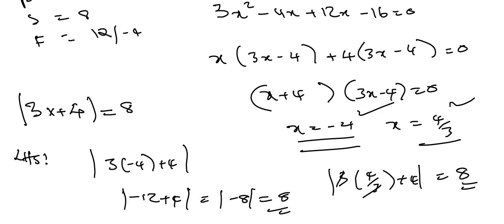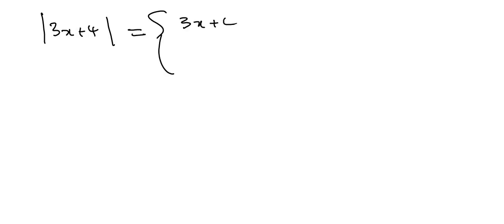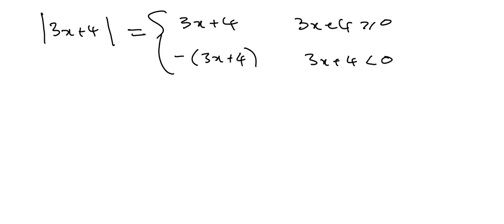Can we now try the second method? Okay, so the second method on this same expression, we have 3x plus 4. We redefine this part first. This is going to be 3x plus 4 if 3x plus 4 is greater than 0, or negative 3x plus 4 if 3x plus 4 is less than 0. So we take each of these pieces. There is 3x plus 4 equated to 8.